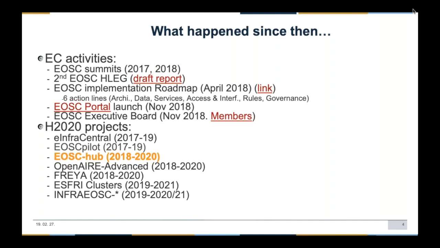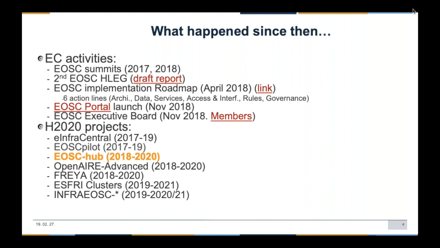The first was INFRAEOSC, which wasn't originally called an EOSC project, but during the project execution it became clear that it plays a key role in cataloging services that can be reused for EOSC. The EOSC Pilot, which some of you may have heard about, is actually finishing these days. The EOSC-hub project is the largest in terms of budget and consortium size so far. Then OpenAIRE-Advance, FREYA, and a number of science clusters, as far as I know 5, some of which started earlier this year, and the rest will start later this year. And an even larger number, I think around 10 or maybe 15 INFRAEOSC projects, are funded from this year for the next 2 or 3 years in the different calls.